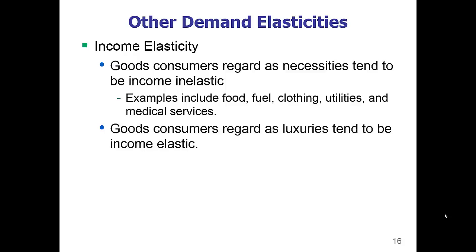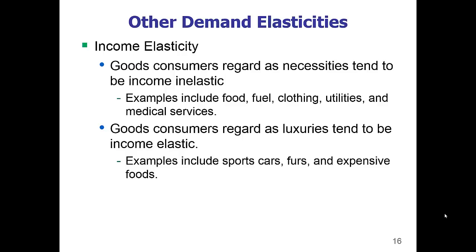The value of the income elasticity can also give us some insight as to whether consumers regard the good as a luxury good. And in this case, if the value of the income elasticity is large and positive, and by large we mean greater than 1, then we know that consumers regard this as a luxury good. So examples of this would be things like sports cars, furs, expensive foods, and of course the luxury cruises that we looked at previously.